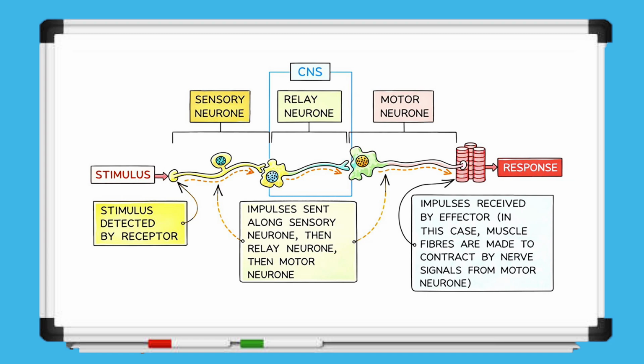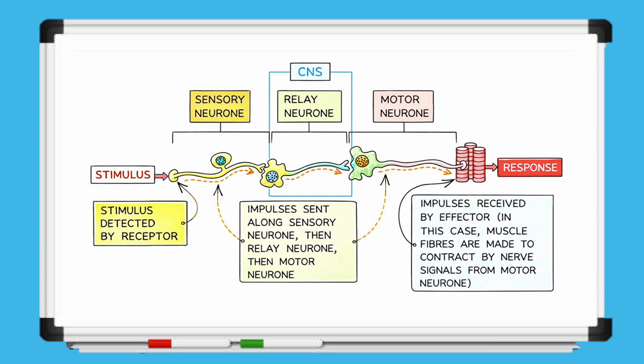The CNS consists of the brain and spinal cord and acts as the main processing center of the body. The sensory neuron carries information from the receptor to the CNS for further handling. Inside the CNS, the impulse is passed to a relay neuron. Relay neurons are located within the brain or spinal cord and serve as a connection between sensory neurons and motor neurons. Their role is to transmit the impulse quickly and efficiently to the next neuron in the pathway.